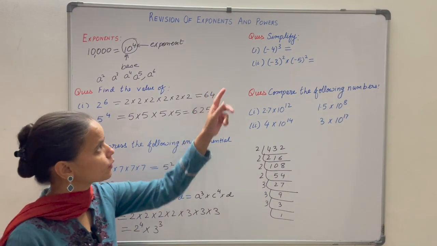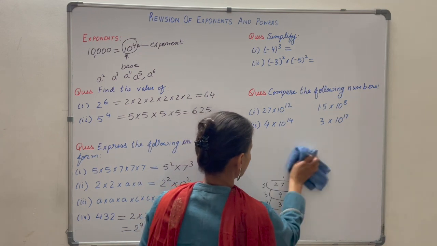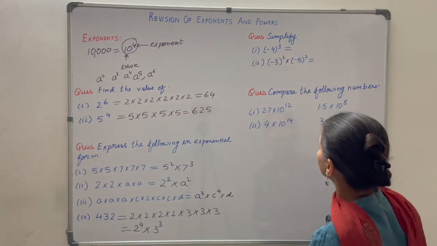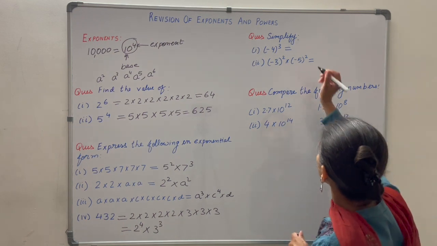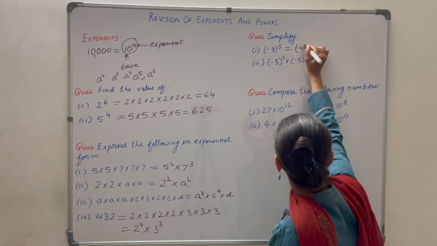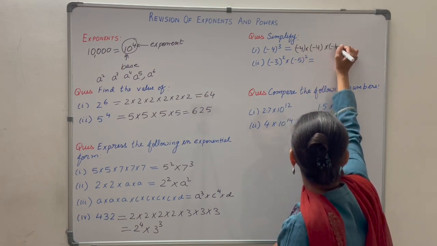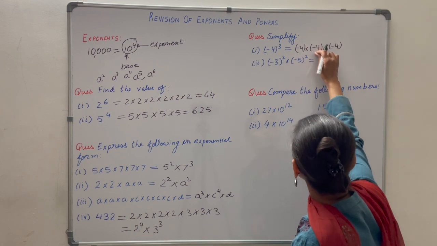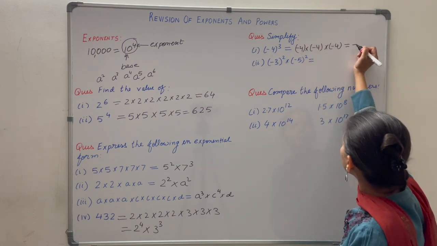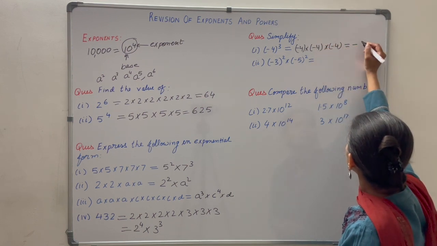Now let us take this question. You have to simplify it. So let us simplify this. Minus 4 raised to the power 3. That means you have to multiply minus 4 three times. So this is 1 time, 2 and 3. So minus into minus is plus, plus into minus is minus. So you will get here minus. 4 into 4 is 16, 16 into 4 is 64.